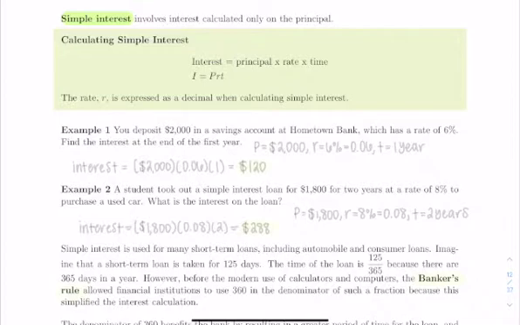So example 1: we deposit $2,000 in a savings account at a hometown bank, which has a rate of 6%. Find the interest at the end of the first year. So let's figure out what each letter is going to be. Our P, which is our principal, is the amount of money we deposited, $2,000. My rate is the interest rate, which is 6%, or in decimal form, 0.06, and our time is 1 year.